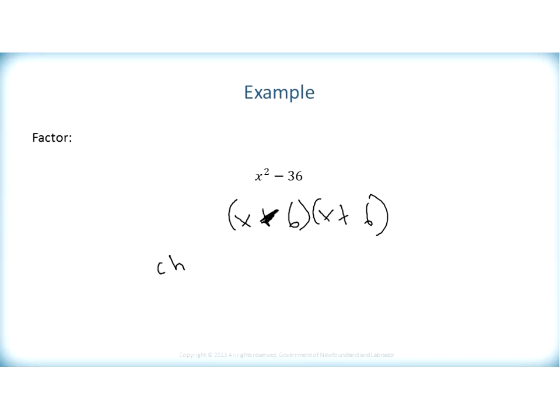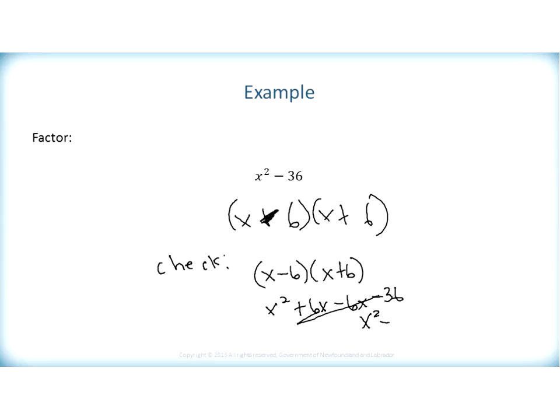I could check it to make sure I am correct in doing this by multiplying two binomials. You may have multiplied two binomials by using the FOIL method or the box method. And we see x multiplied by x is x squared. x times a positive 6 is plus 6x. Then we have minus 6x subtract 36. So we see that these can cancel. It gives us x squared subtract 36, which is what we started with. So we were correct in factoring that binomial.